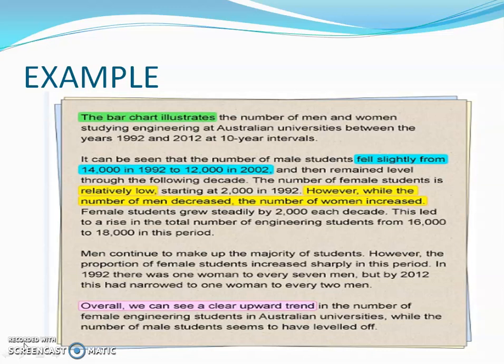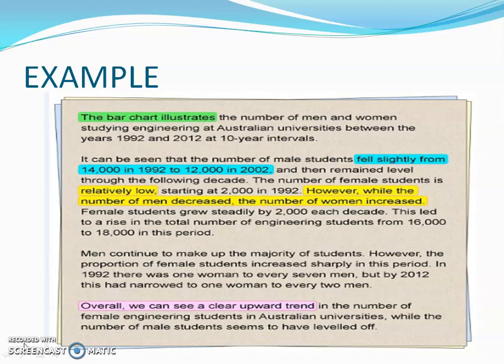The bar chart illustrates the number of men and women studying engineering at Australian universities between the years 1992 and 2012 at 10-year intervals. Now this is the opening paragraph, where we have started with the expression "the bar chart illustrates." Next, we move on to the body paragraph.